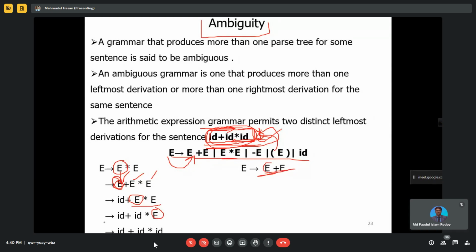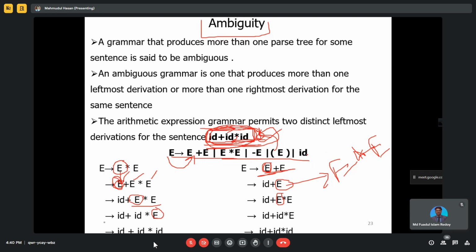Which one do you need to choose? This one. Yes, sir. So that is E to id. Now there is only one non-terminal, so you replace this with E into E. Then replace this one, because you are following leftmost derivation, so this one, then this one. So it is possible to generate this string from this grammar in two ways. Here we use the leftmost derivation approach, so this grammar is an ambiguous grammar.